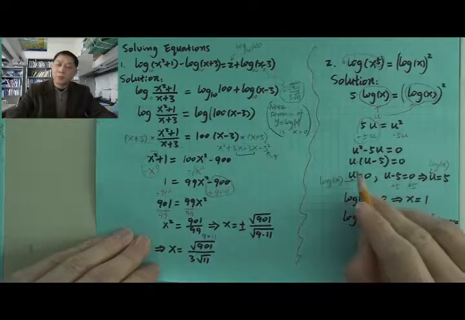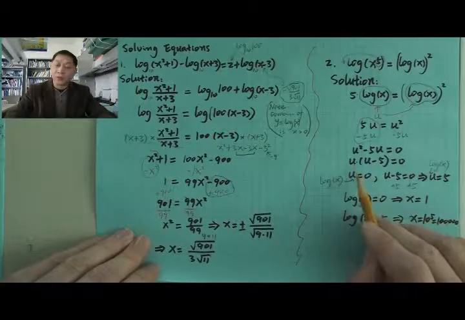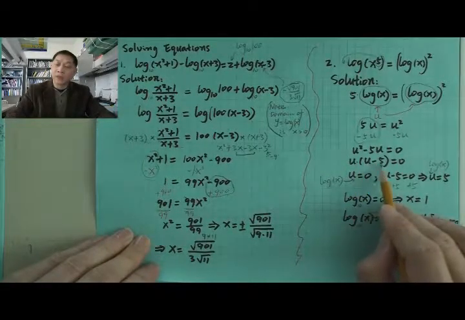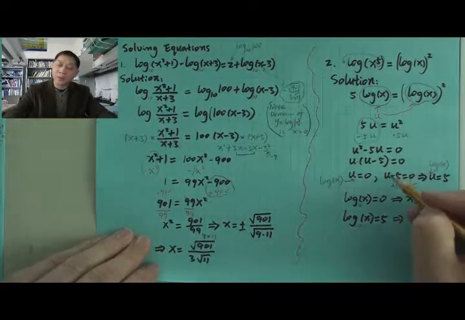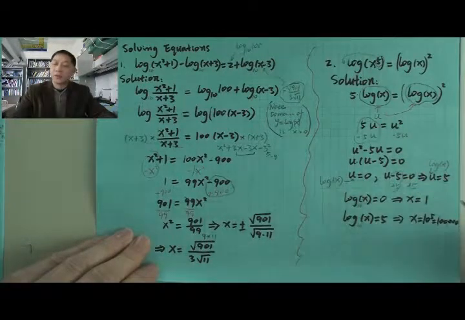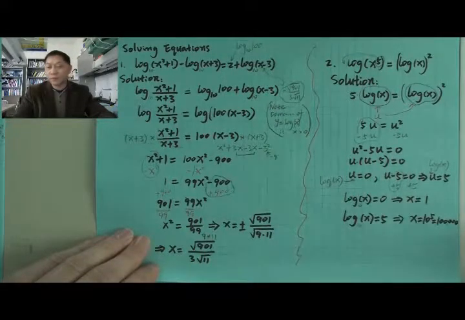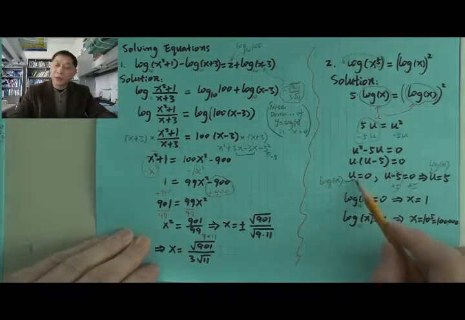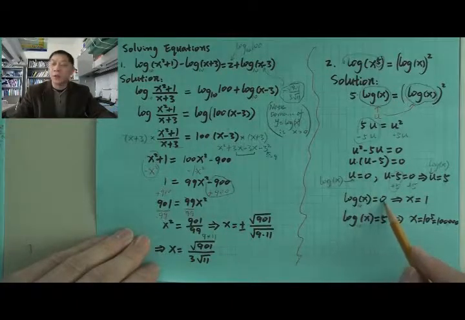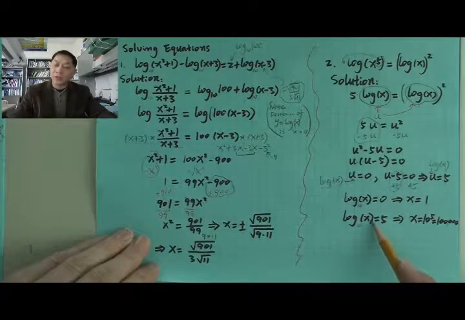A product of two quantities is 0. Either the first one u is 0 or u minus 5 is 0. If you add 5 on both sides, you cancel the negative 5 here, so u equals 5. Remember what was our u? U was log x. So if u is 0, then log x is 0. If u is 5, then log x is 5.